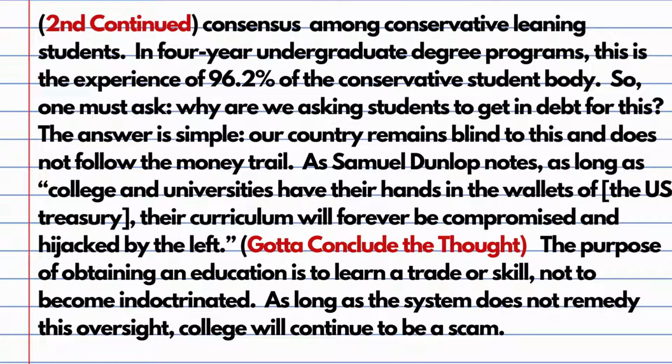All right, so I've got plenty of support and analysis to keep the promise of that first premise. You can see I used a few sources, embedded my quotes, and I'm still doing the same thing with my sentence constructs in my tier 2. Now I've got to swing it because syllogisms are like circles. I've got to swing it back to the thesis in the prompt. And again, this usually takes like 2 sentences. The purpose of obtaining an education is to learn a trade or skill, not to become indoctrinated. As long as the system does not remedy this oversight, college will continue to be a scam. And again, that takes all of the like 10 to 12 sentences.